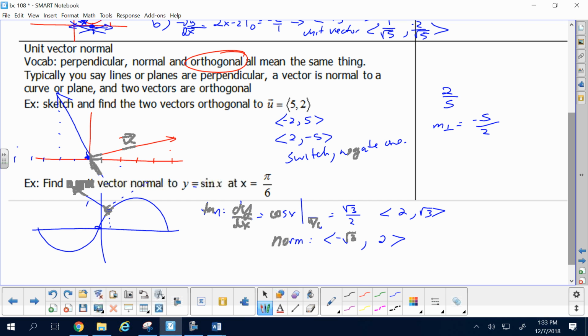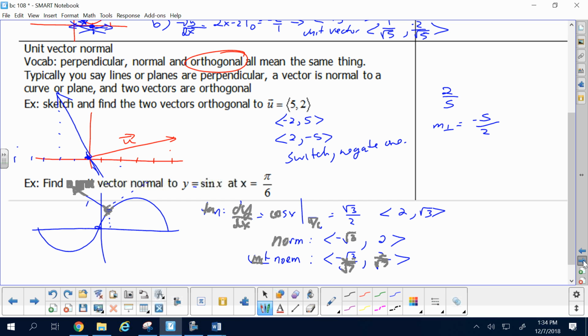Okay? Now, to make it a unit normal, we need to shorten the length. How do we shorten the length? Divide by the magnitude. So we divide by the magnitude, which makes it 1 unit long. How long is the vector right now? Square root of 7. So we'll divide by the square root of 7 to make it 1 unit. You with me?